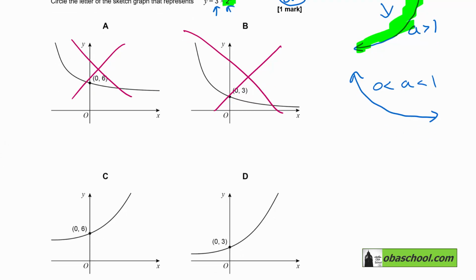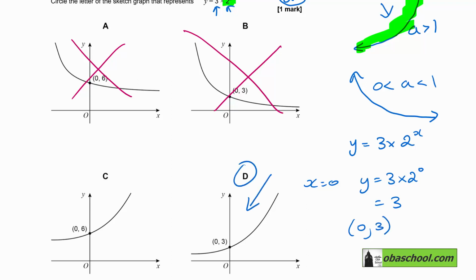Now, consider y equals 3 times 2 to the x. What happens when x is equal to 0? Y is going to be 3 times 2 to the 0. We know 2 to the 0 is 1, so that's just equal to 3. So the intercept must be at 0, 3. And that means it's this one, not this one.